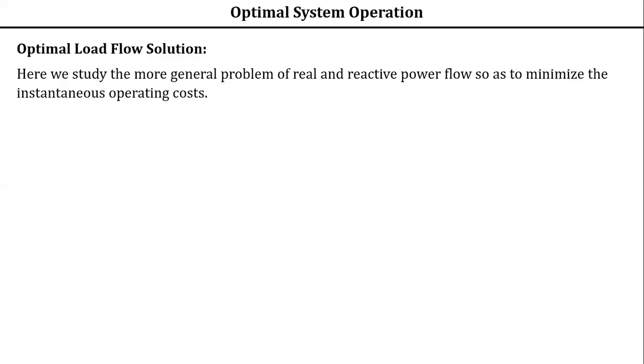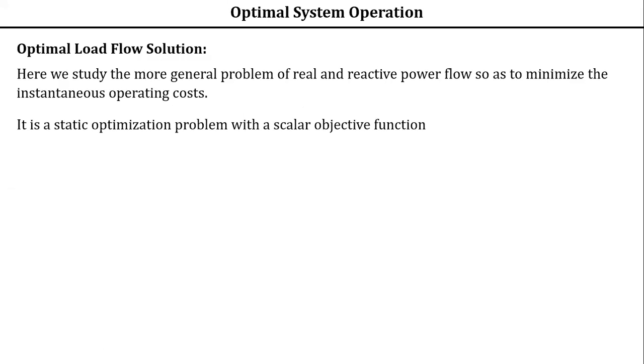You have seen that one, the cost equation. What is the unit of the cost equation? It is rupees per hour. And what is the unit of your incremental fuel cost? It is rupees per megawatt hour. So this is what we have seen. In this optimal load flow solution, both real and reactive power flow solution we are going to study so as to minimize the instantaneous operating cost. That is the objective in this one. So that means it is a static optimization problem with a scalar objective function, the same scalar objective function which we have seen in the earlier case, which is a static optimization problem.